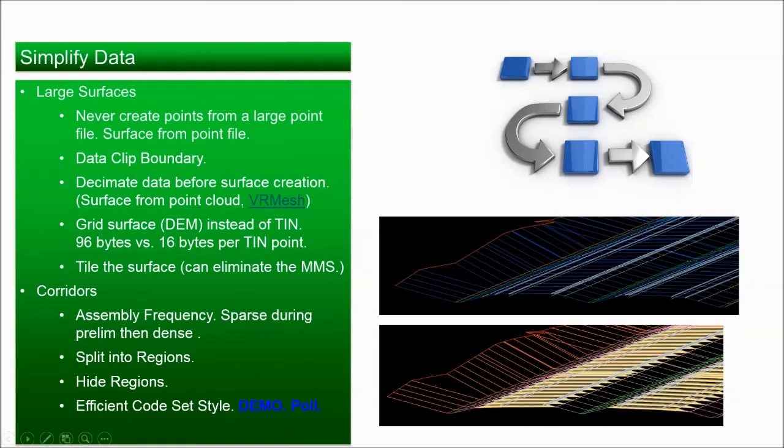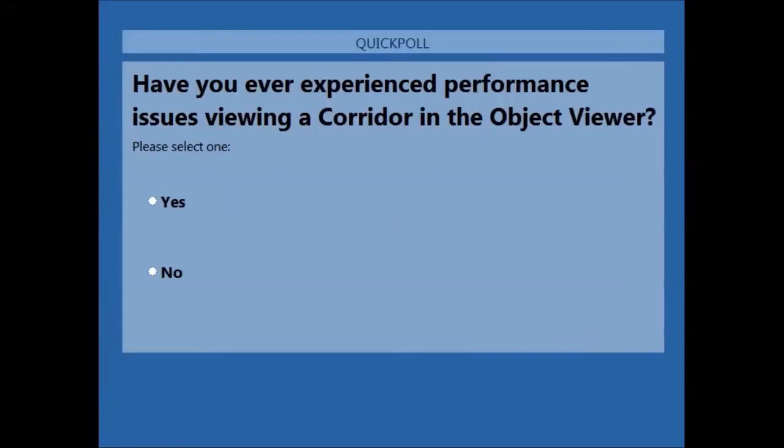Code set styles. Here's the poll. I'm going to run one more poll, and let's just see what you think about this one. I'm pretty sure I know the answer to this question, but please go ahead and answer this one. Have you ever experienced performance issues viewing a corridor in the object viewer? One person says no. That's pretty much what I expect. The vast majority of people have indeed experienced performance issues with the corridor in the object viewer.